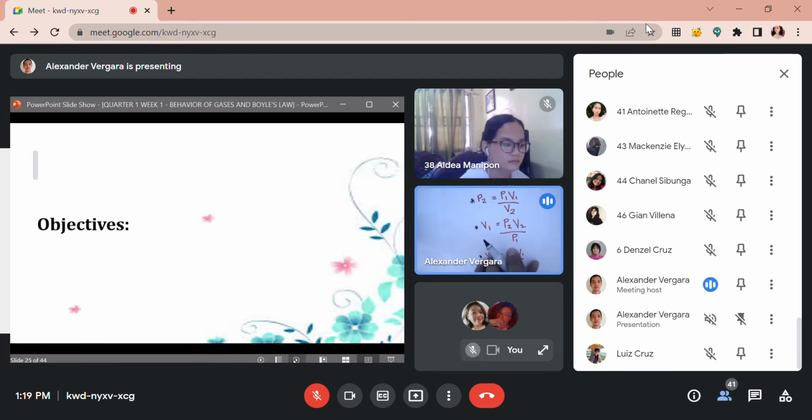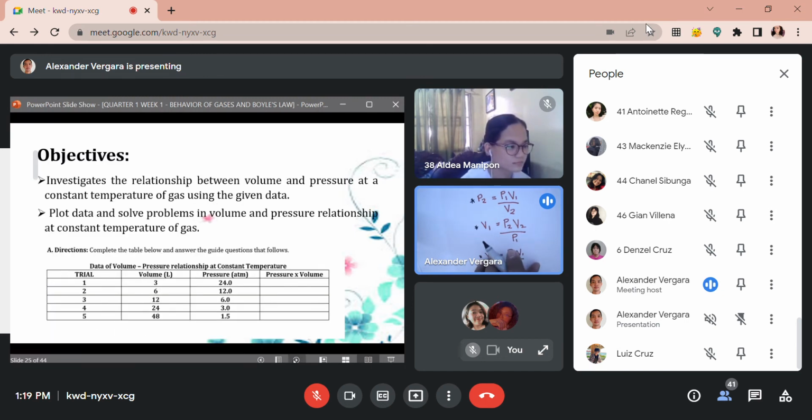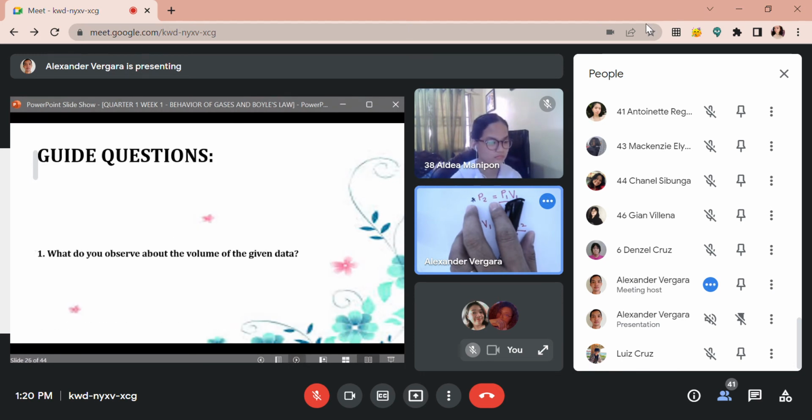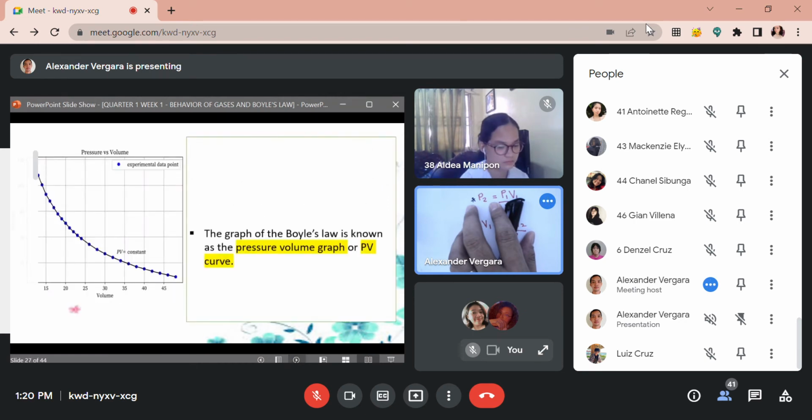But before that, let's try to answer this given formula. Look at this one. Trial 1, pressure relationship at constant temperature. So meaning to say temperature is not changing. So you will just multiply. 3 times 24, what's the answer? You just multiply that one. Okay, this is 72, 72, and 72, 72.